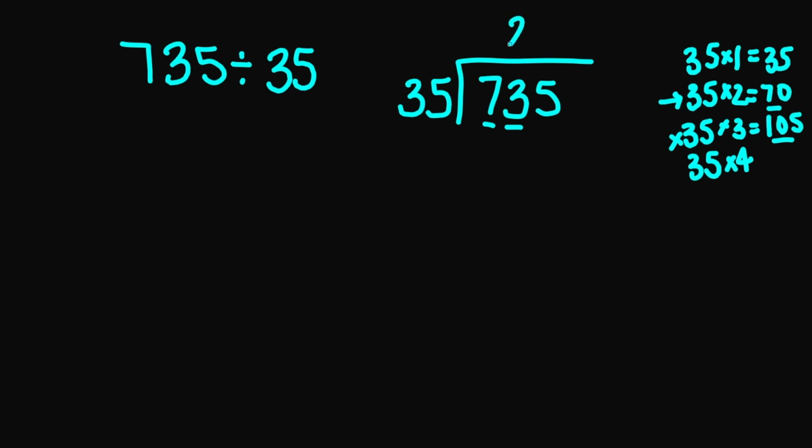I'm going to write a 2 up here. 35 times 2 is 70. I'm going to write 70. And now I'm going to subtract. 3 minus 0 is 3. 7 minus 7 is 0. And like I said, you can write an imaginary 0 here. And then we now bring down the 5.